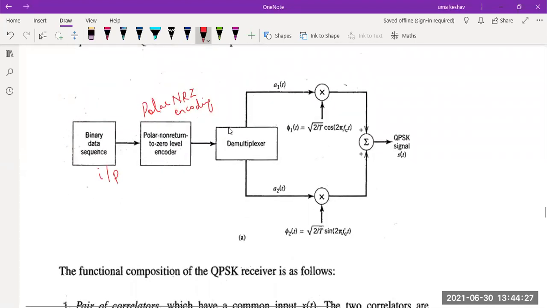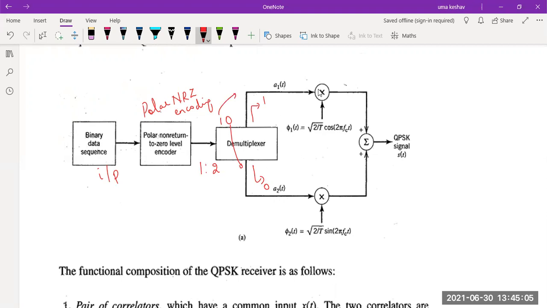And coming to the next block, this is a demultiplexer. It is a 1:2 line demultiplexer. The one single line input, every dibit pair which comes, say I have a dibit pair 1 0, it will send one signal to the upper line and it will send the second signal to the lower line. See, the first signal goes this side, the second signal comes below. It is going to split the incoming dibit pair into two separate bits, A1 of t and A2 of t.